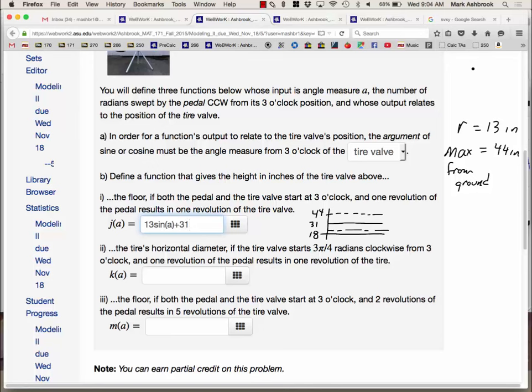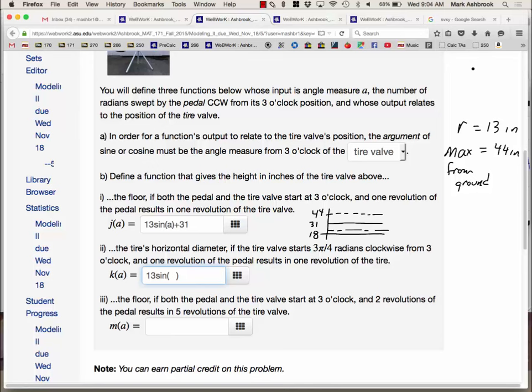Okay, so now we want a function that gives the height of the tire valve above the tire's horizontal diameter. What's going to change from this one then? If it's above the tire's horizontal diameter. So now we're measuring from the horizontal diameter, which means, right, so now the midline is going to be the horizontal diameter of the tire. So all we're going to need is just 13 sine of something, but no plus 31 anymore.